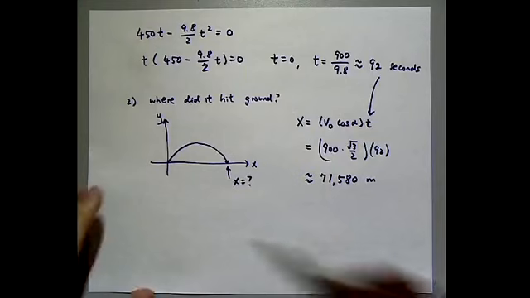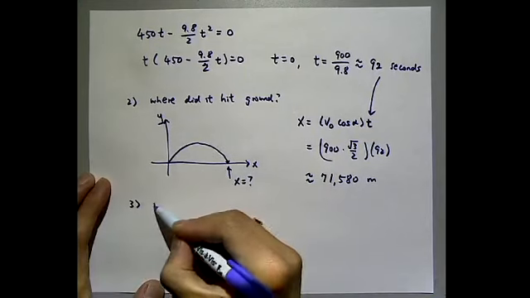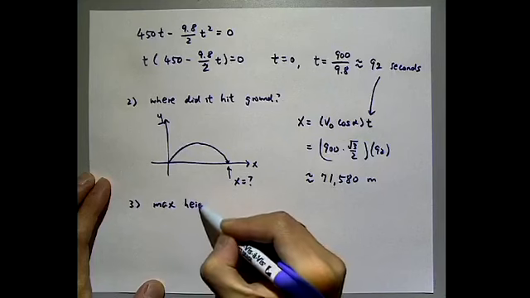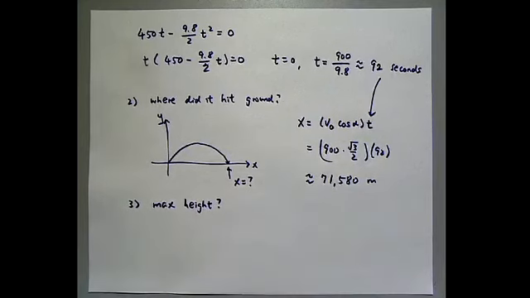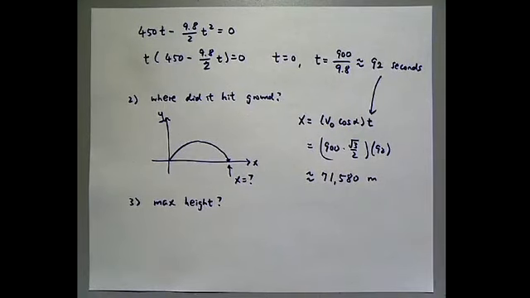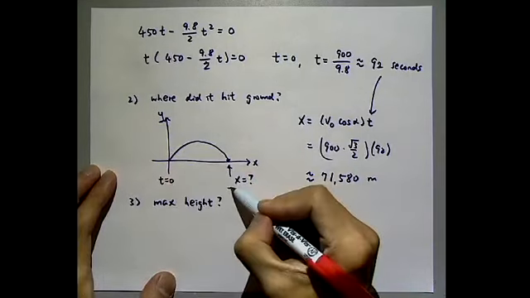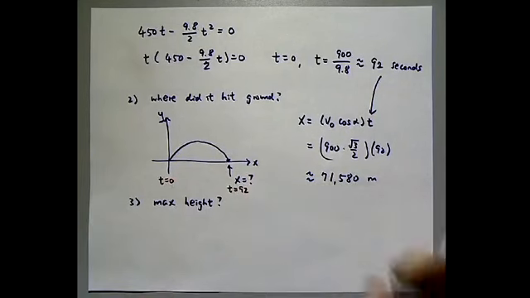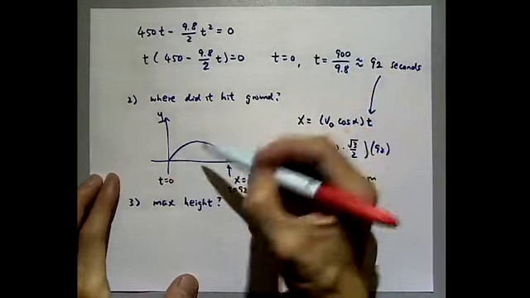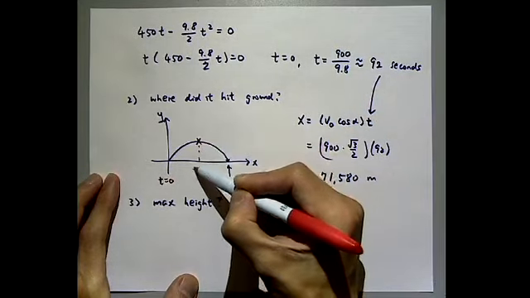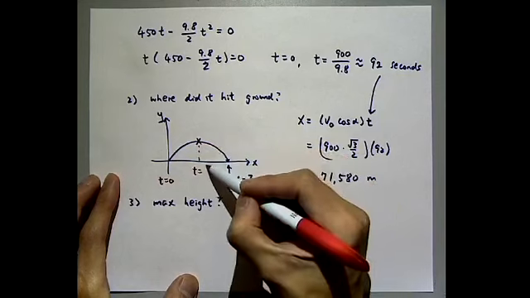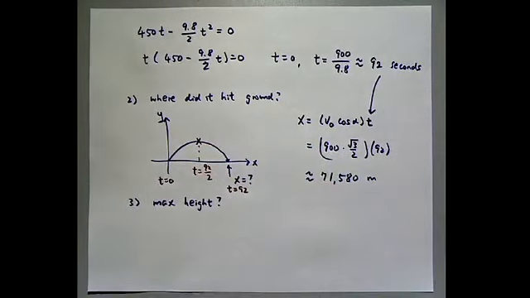Right? One last question. Maximum height. What do you think? So here's t equal to 0. Here's t equal to 92. Can you find out when the maximum height occurred? Yeah, halfway in the middle. So right here, this is 92 over 2, whatever that is. Halfway in the middle.